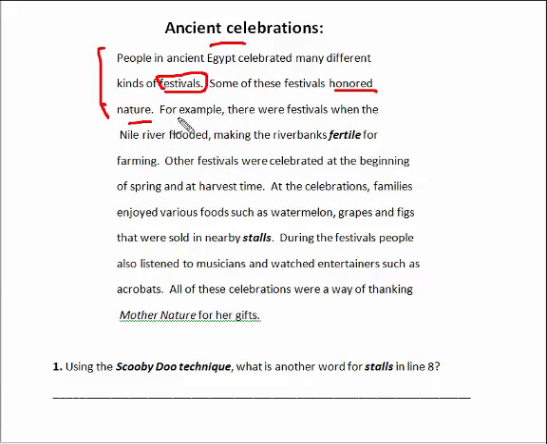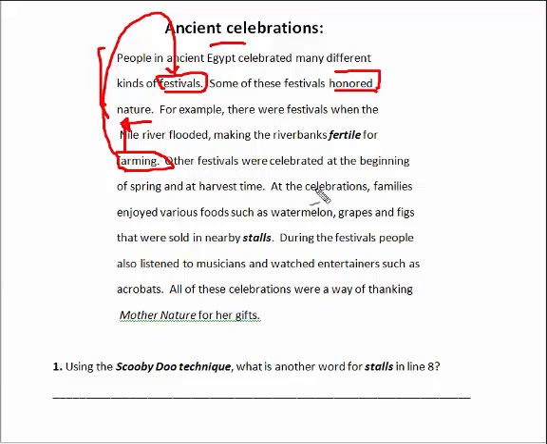Come over here. For example, tells us it's an example, and the reason that they're doing this is because of the riverbanks becoming fertile for farming. First of all, they are celebrating this because having the riverbanks become fertile is part of nature, and they are basically honoring that with some kind of a festival.